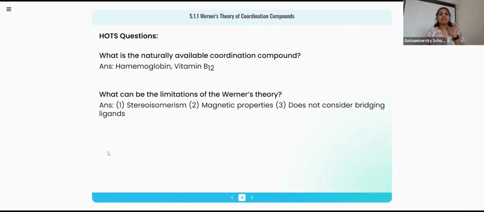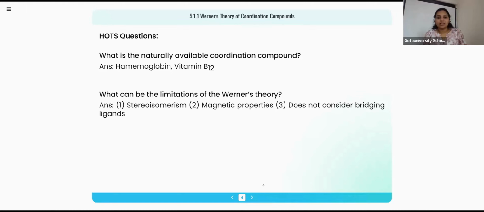Limitations of Werner's theory: it does not explain stereoisomerism, it does not explain the magnetic property, and it does not consider the bridging ligands in the complex. We will discuss bridging ligands in coming sessions. These are important questions you can expect in your exams. The naturally occurring compounds, as I said before, hemoglobin, vitamin B12 and chlorophyll, are coordination compounds.